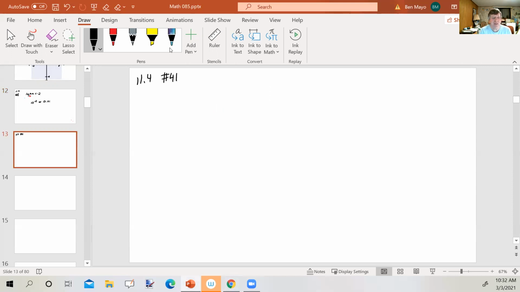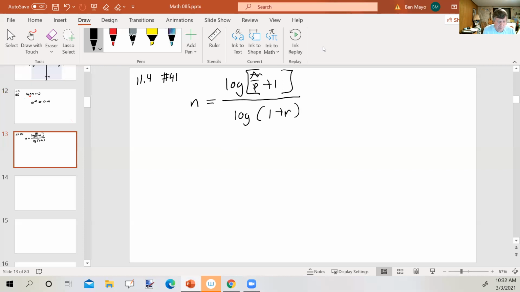It says, if P dollars is invested at the end of each year in an annuity earning annual interest at a rate R, the amount in the account will be A dollars after N years, where the formula looks like this: N equals the log of AR over P plus 1 in the numerator and the log of 1 plus R in the denominator. We are looking to find N, and we need to know what A is, and R is, and P is.